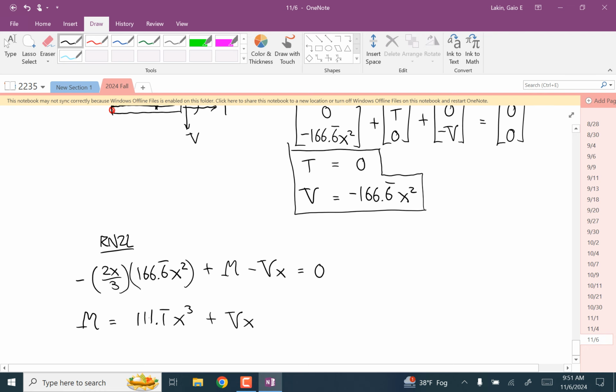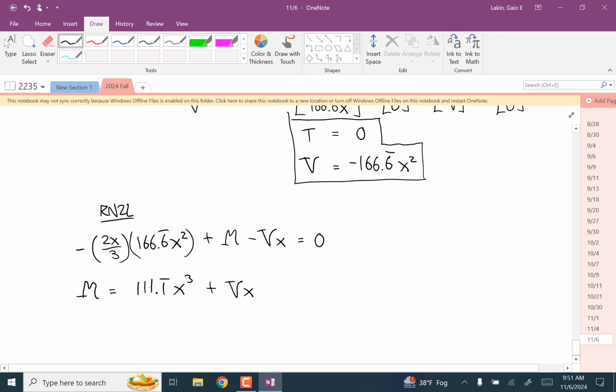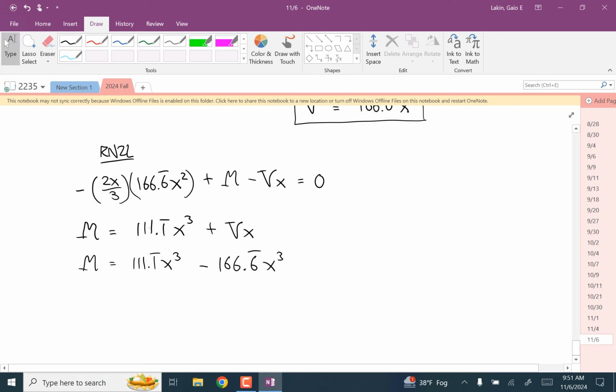Plus Vx, and then we already know V, so plug that in. So M is equal to 111.1 repeating x cubed minus 166.6 repeating x squared times another x. So this is also x cubed. And so we get M is equal to negative 55.5 repeating x cubed.